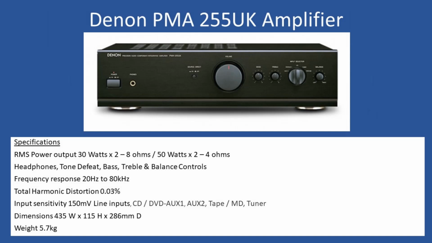entry level unit. General specifications: RMS power output is 30 watts per channel into 2x8 ohm speakers, but this will increase to 50 watts if you connect 4 ohm speakers. Headphone socket, so this is a 1/4 inch jack. You can also use the tone defeat, bypassing the tone control circuits from the front.